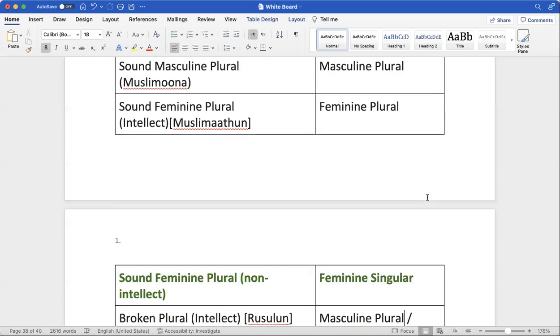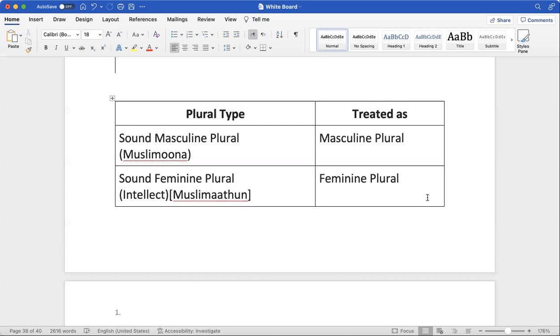Now, coming to this tabular view, I have made a little table for you. It's very easy to understand. If you have sound masculine plural, ending with una, ina, like muslimuna, muslimina, muminuna, muminina, muflihuna, muflihina, and all that kind of words, they will always be treated as masculine plural. So when I have to say those are Muslims, I will use the hum version of the pronoun, which is masculine and plural. Hum muslimuna, humul muflihuna, right?